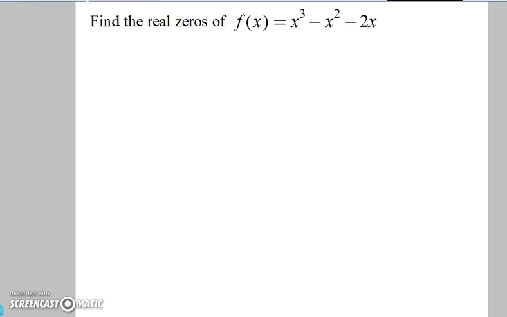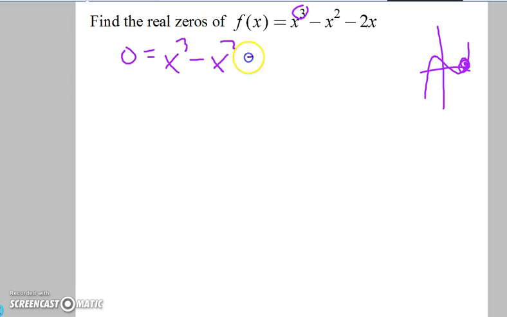All right. So finding the zeros. So to find the zeros, we just solve the equation. And something simple like this. So when we solve it, we're finding the x-intercepts. Remember, we're finding the places where my graph crosses the x-axis. Okay. So this graph could cross the x-axis up to 3 times, because we've got 3 possible solutions. So what I'm going to do is I'm going to set it equal to 0. 0 equals x cubed minus x squared minus 2x.